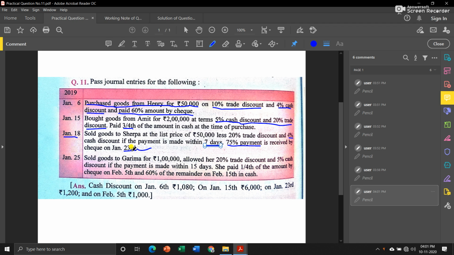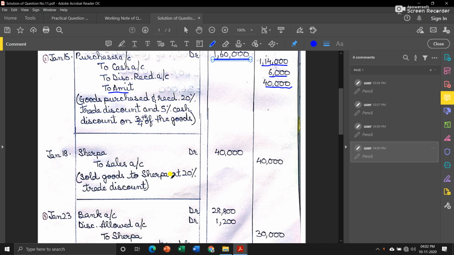So we have to see whether this 23rd January comes within 7 days of this January 18. So when you count from January 18, then January 18, 19, 20, 21, 22, 23 January falls on the 6th day. That means he is liable to get 4% cash discount. Now this was the question. So you have to first see there will be more than one journal entry for this transaction. Now let us see the first journal transaction.